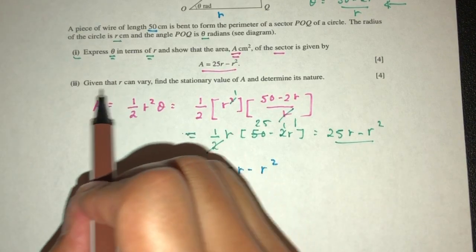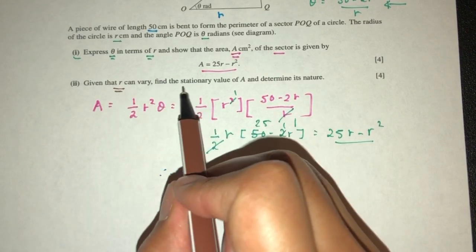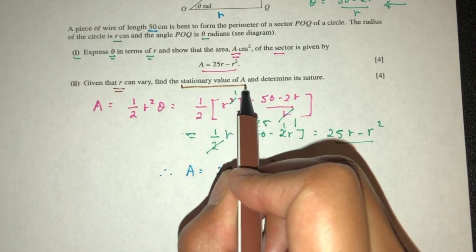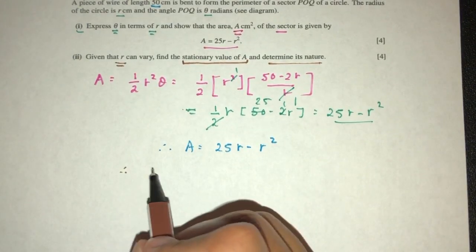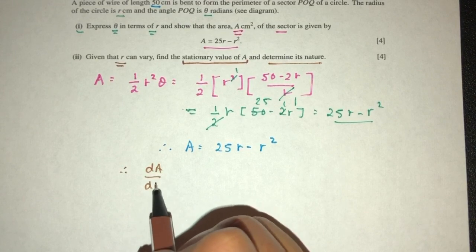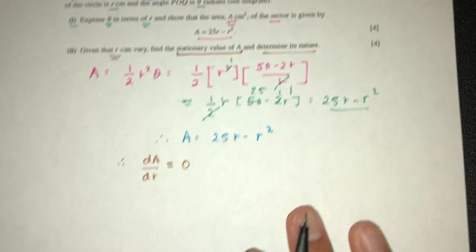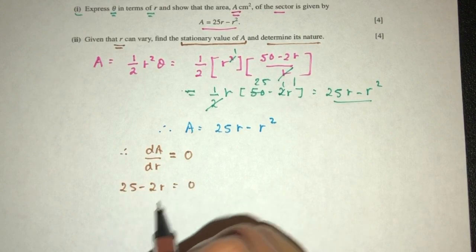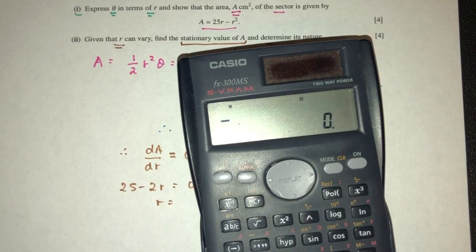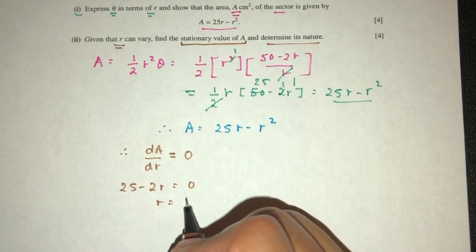Now part 2, given that R can vary, we have to find the stationary value of A and find its nature. So pretty easy to find the stationary value. What do we do? We take dA by dR equal to 0. So let's first find this. That will be 25 minus 2R has to be 0. R has to be 25 divided by 2. That should be 12.5.